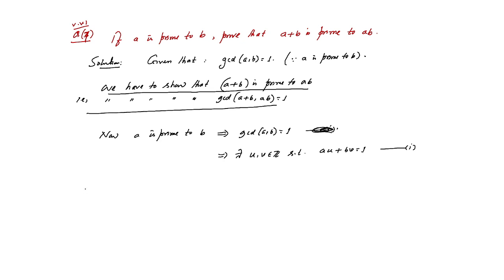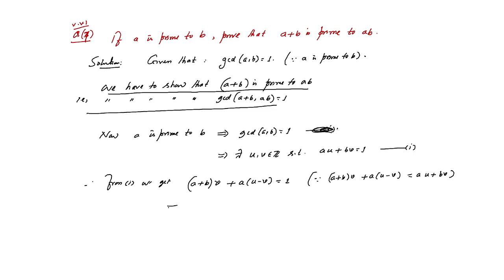So from 1, what do we get? Therefore from 1 we get (A plus B) times v plus A times (u minus v) equals 1. So Bv, Av and Av cancel out, so it will be Au plus Bv, since (A plus B) times v plus A times (u minus v) equals Au plus Bv. So that means, since u, v are integers, we can write GCD of A plus B, comma A is 1, since u, v and u minus v are all integers.